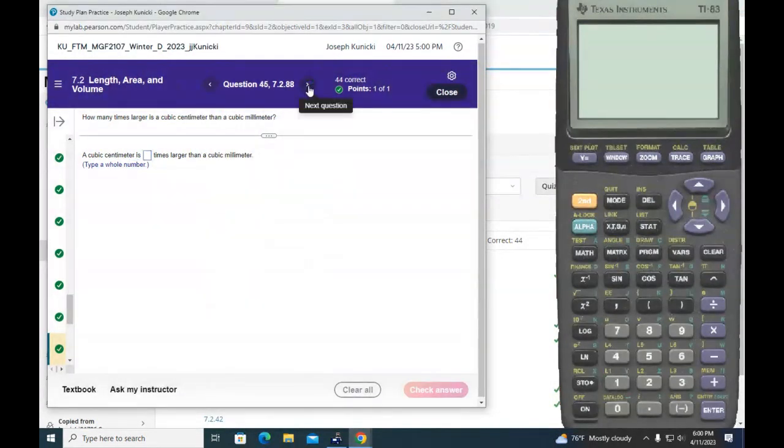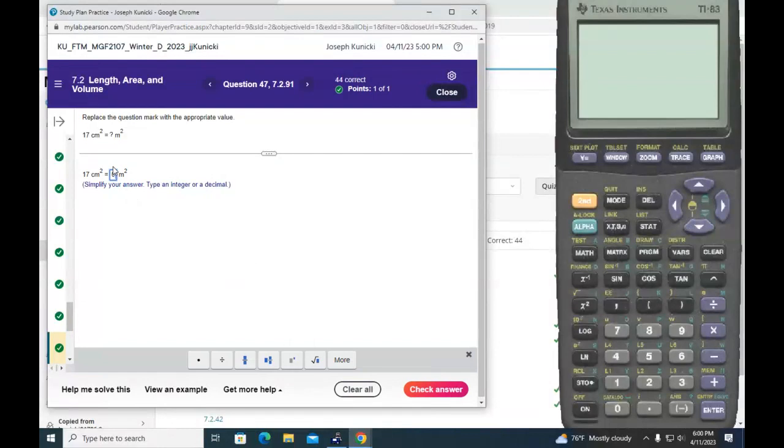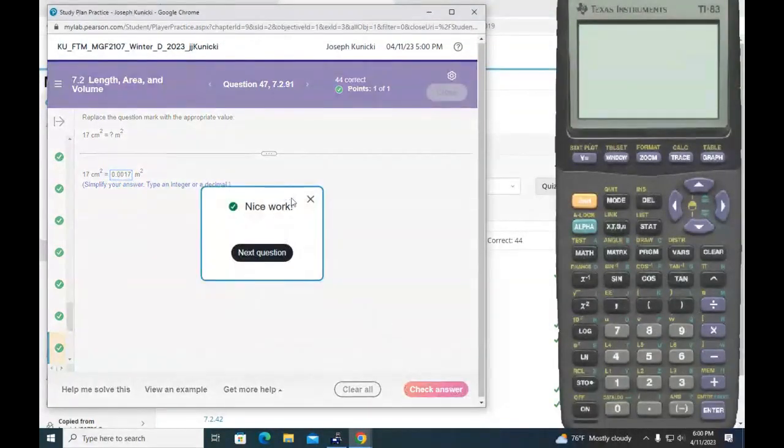Number 91. "17 centimeters squared equals how many meters squared?" So if I go up from centimeters to meters, I have to divide by 2 powers of 10. But I'm squaring it, so it has to be 4. So I need 0.0017. You see that? So that's reasoning it out.